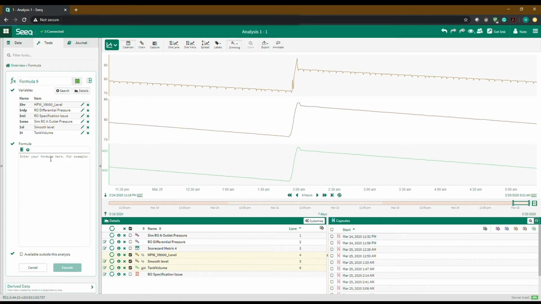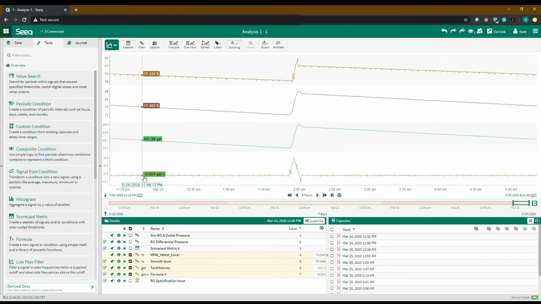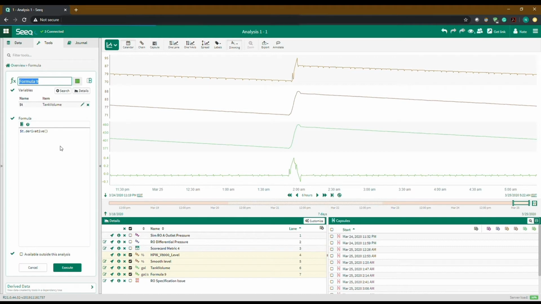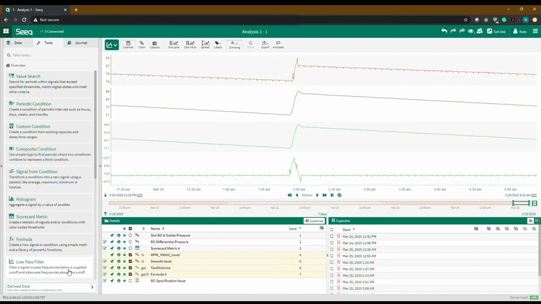So we use our new tank volume, which is just $t.derivative(), and we can execute this. And here you can see we're using about 0.01 gallon a second. Now this isn't very helpful because we're in seconds. So what we're going to do is edit this formula and multiply it by 3600 seconds divided by 1 hour. This will give us a reading in hours and shows we're burning about 15 to 20 gallons per hour.